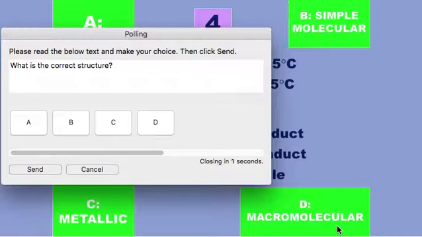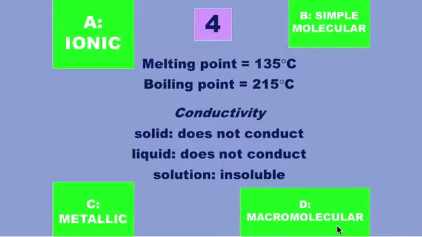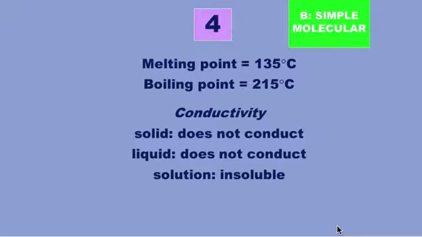Okay, the answer's in. Total non-conductor. Yeah, that would be a simple molecular substance. Solid at room temperature. Many simple molecules are actually solids at room temperature. Good examples would be phosphorus and sulfur.